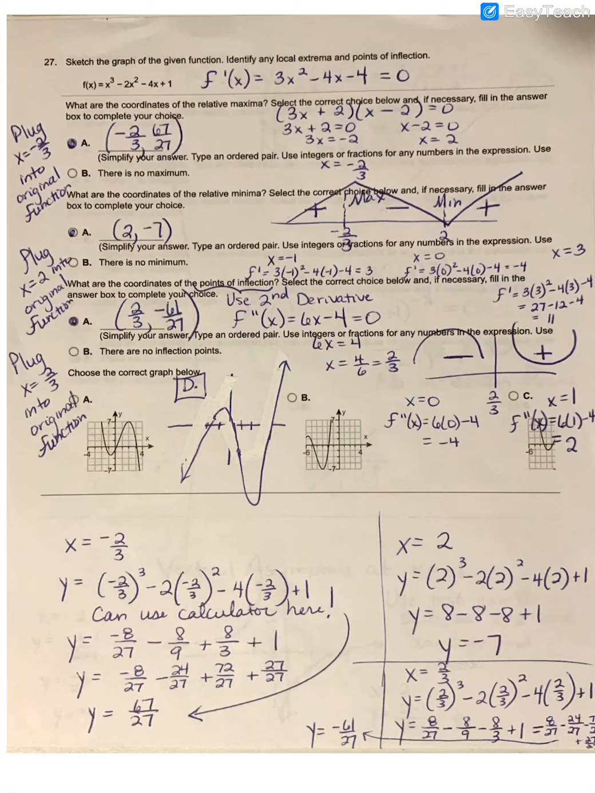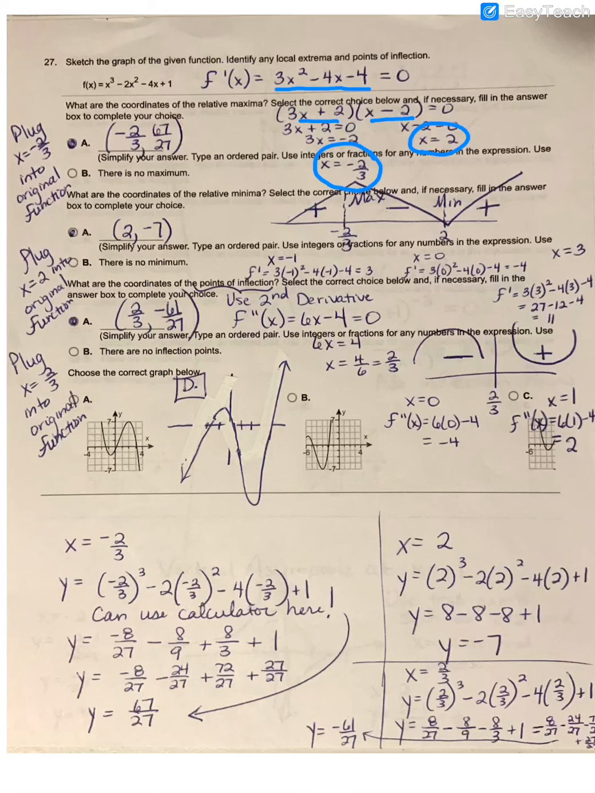On question 27, we are going to look at how we would sketch the graph of the given function, being sure we identify local extrema and points of inflection. So we will first start with our first derivative. So here is my first derivative. I set it equal to 0, and notice that I set both factors equal to 0, and I have my critical values. So x is negative 2/3 and x is equal to 2.